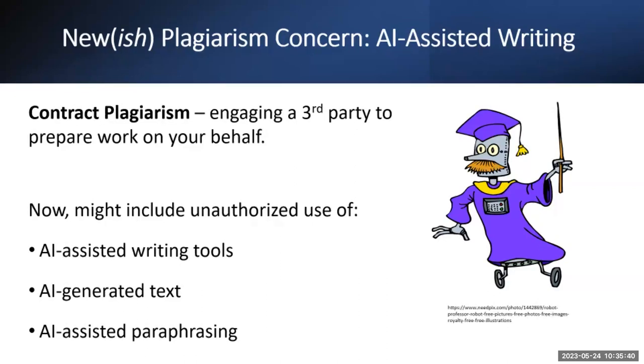Terminology framework. So AI-assisted writing tools are the entire spectrum of tools, right? That could be something that helps you, like a paraphrase generator. That would be AI-assisted writing. AI-generated text would be text that is primarily generated by one of these chatbots. And then AI-assisted paraphrasing is content into their papers.